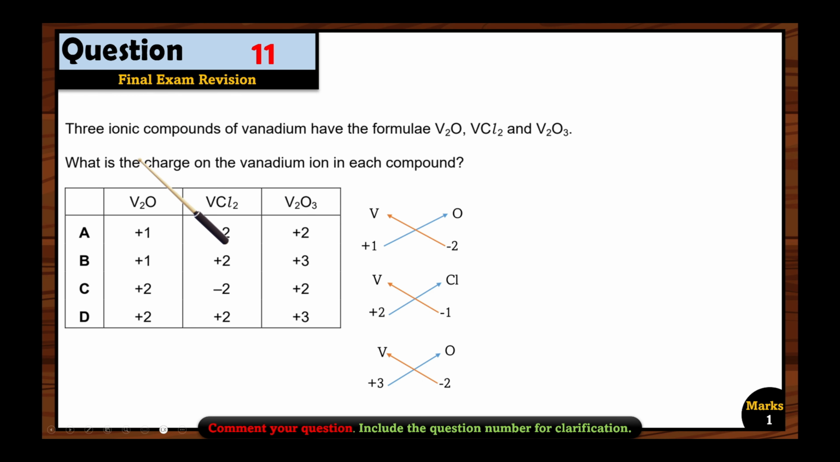Question number 11. 3 ionic compounds of vanadium have the formula V2O, VCl2, and V2O3. What is the charge on a vanadium ion in each compound?